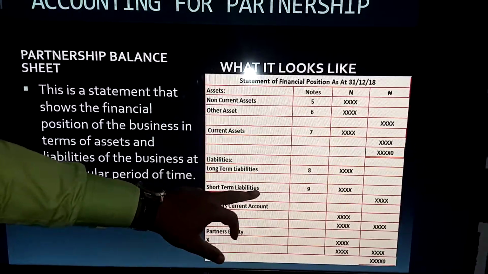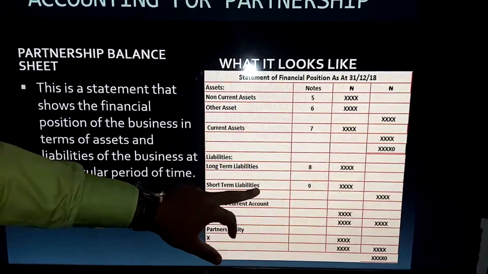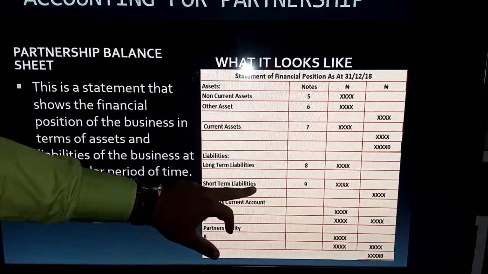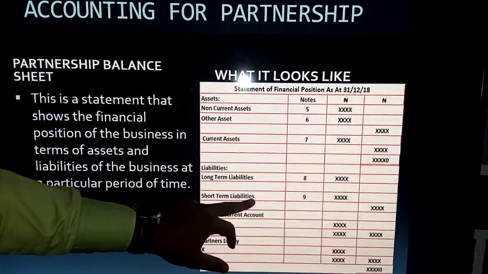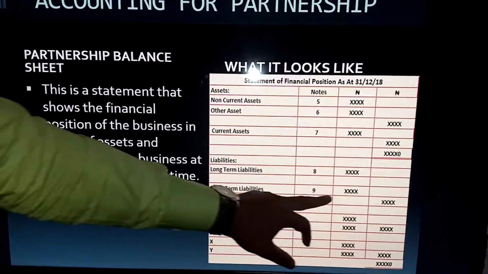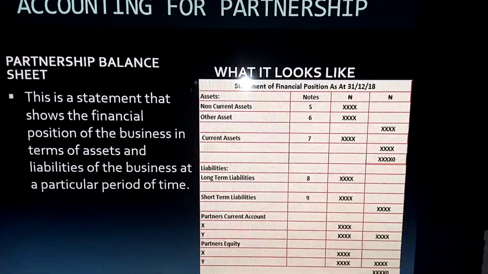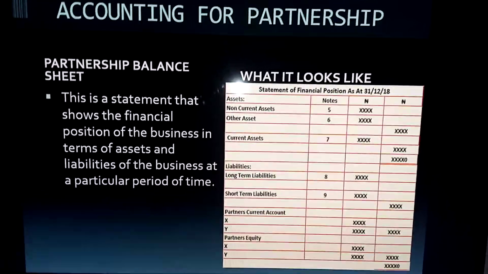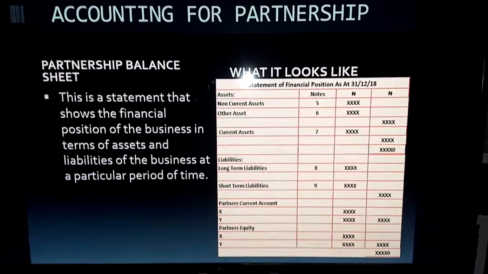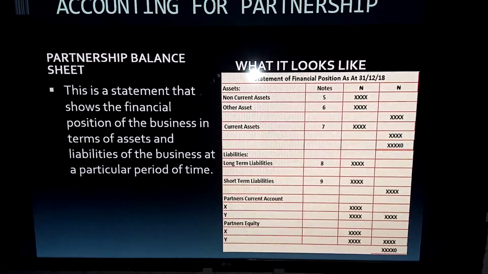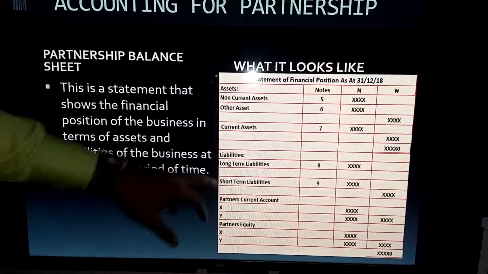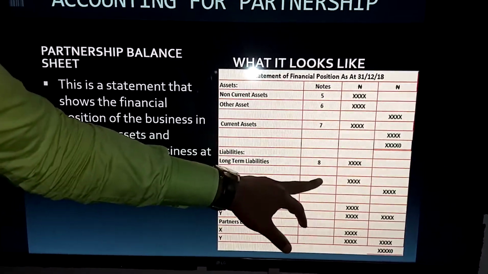Short-term liabilities, the short-term obligations, that is liabilities that should be settled within an accounting year. So we have it here. Note 9 means the breakdown. For instance, we have bank overdraft, accrued expenses, or maybe prepaid incomes. When you detail them like that in a note, the total is what you bring here. So this is the note that shows the detail.